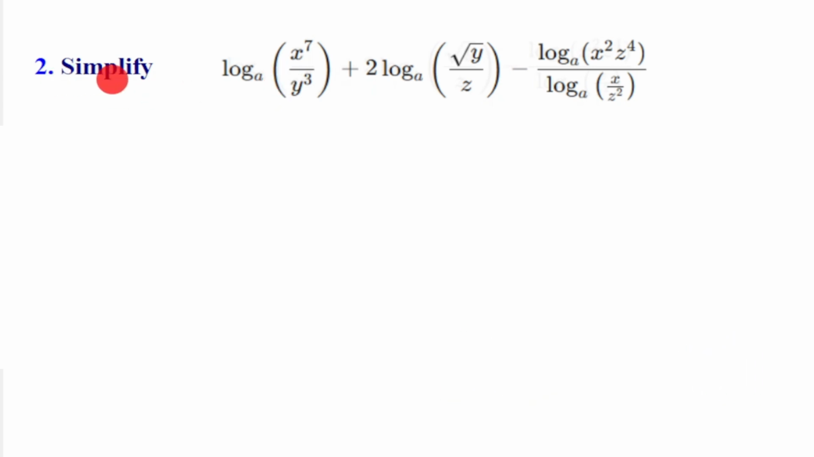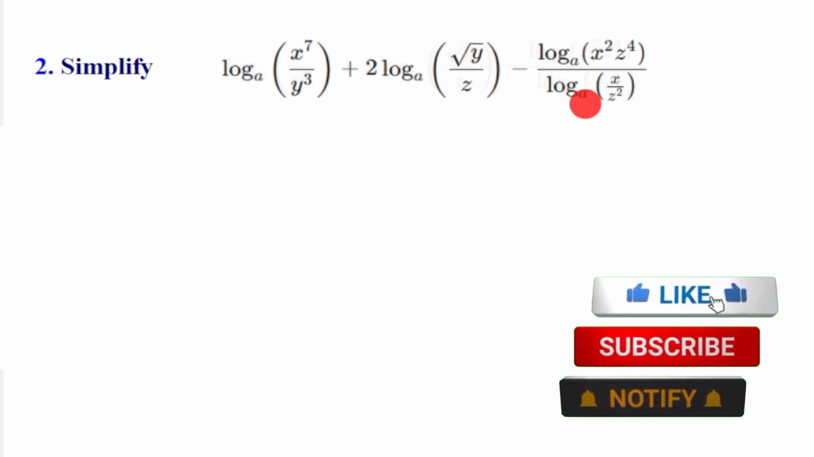Let's continue. 2. Simplify logarithm of x to the power of 7 over y cubed to the base a plus 2 times logarithm of radical y over z to the base a minus logarithm of x squared z to the power of 4 to the base a over logarithm of x over z squared to the base a.